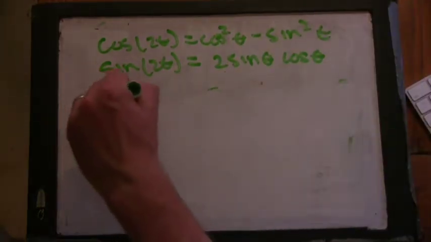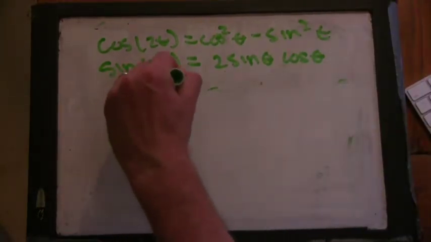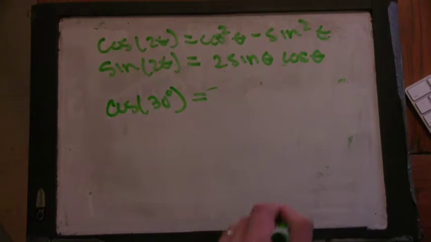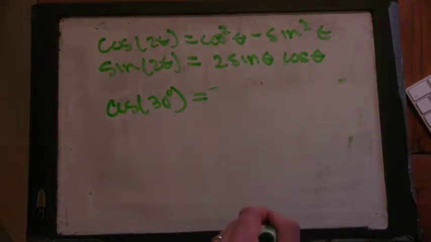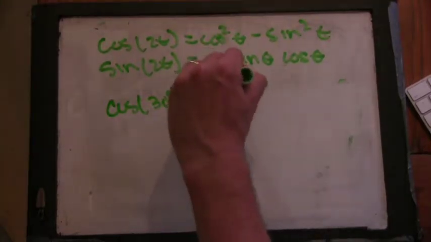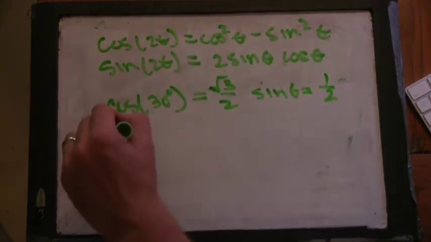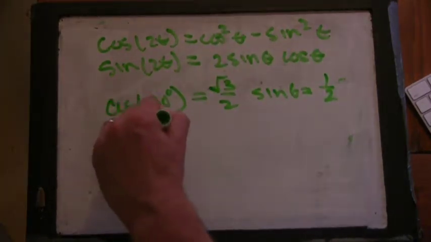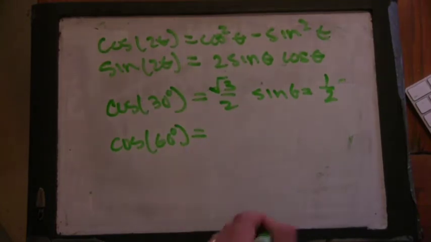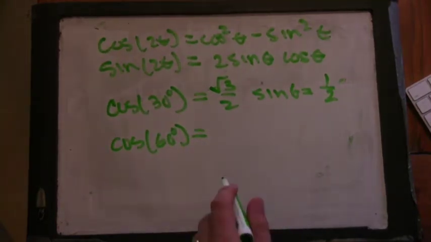What's cosine of 30 degrees? Root 3 over 2. How about sine of 30? Sine is 1/2. Very good. Do you know what cosine of 60 is? 1/2. Let's see, does it work from our formula?